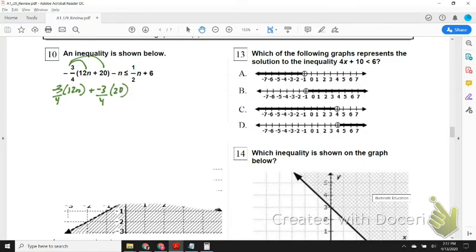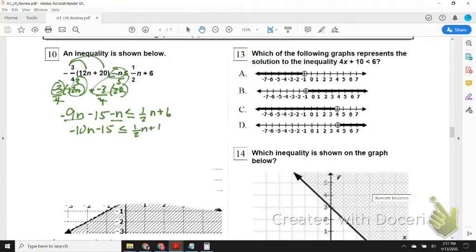Okay, so when we're simplifying that, 4 goes into 12 3 times. So I have a negative 3 times 3n, that's going to be a negative 9n. And then 4 goes into 20 5 times, and 3 times negative 3 times 5 is a negative 15. And then don't forget that I have that minus n as well. Then it's going to be less than or equal to 1/2 n plus 6. So at this point we're going to combine like terms. Negative 9n and negative n is negative 10n minus 15, less than or equal to 1/2 n plus 6.